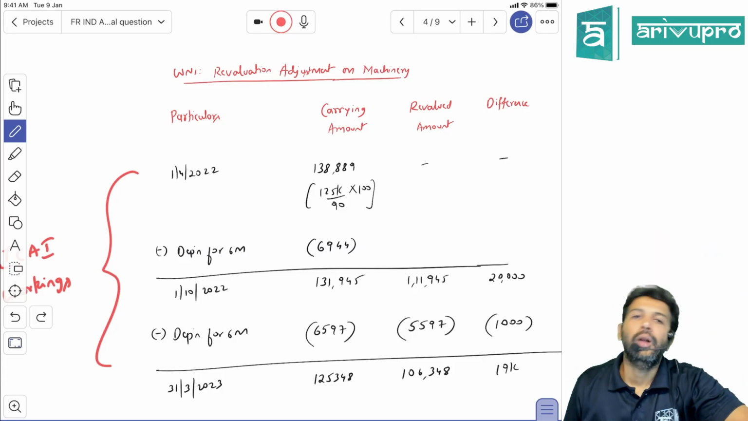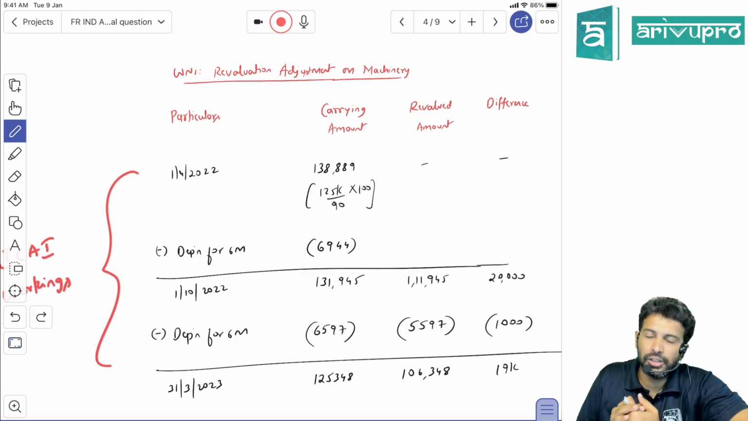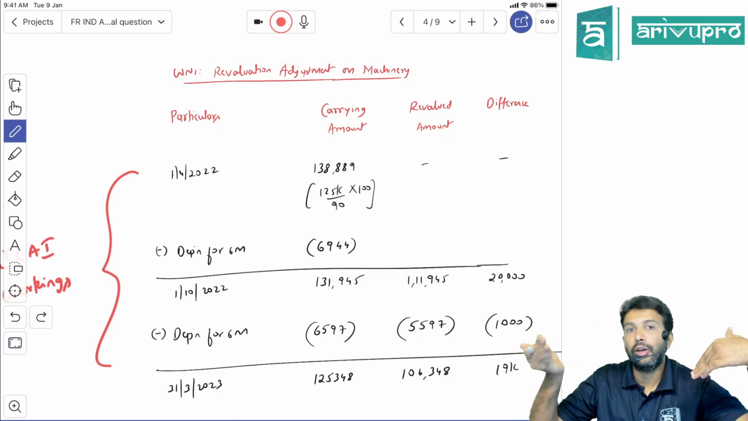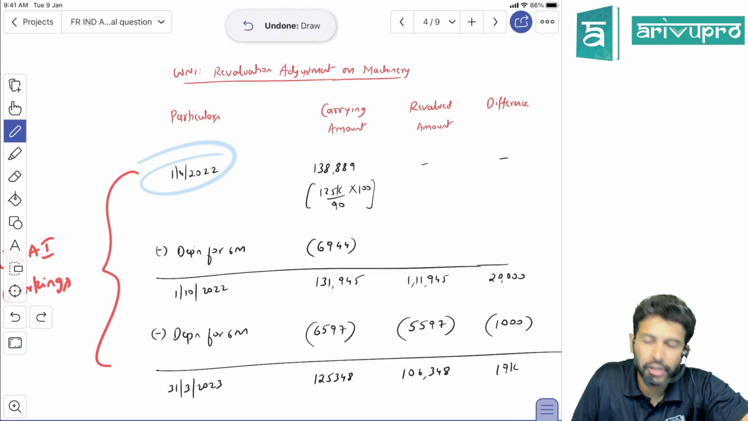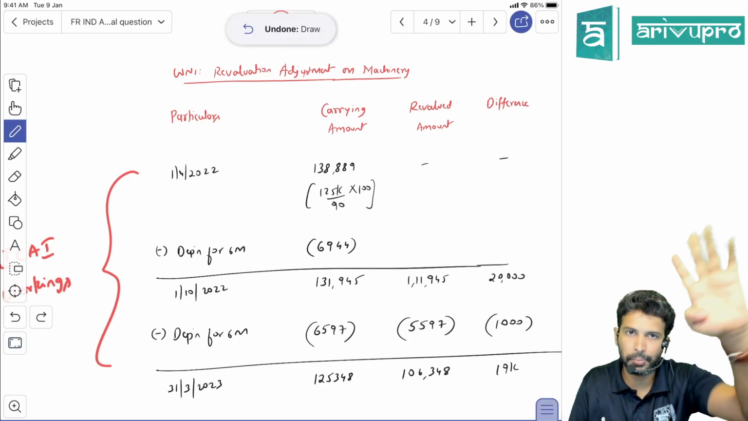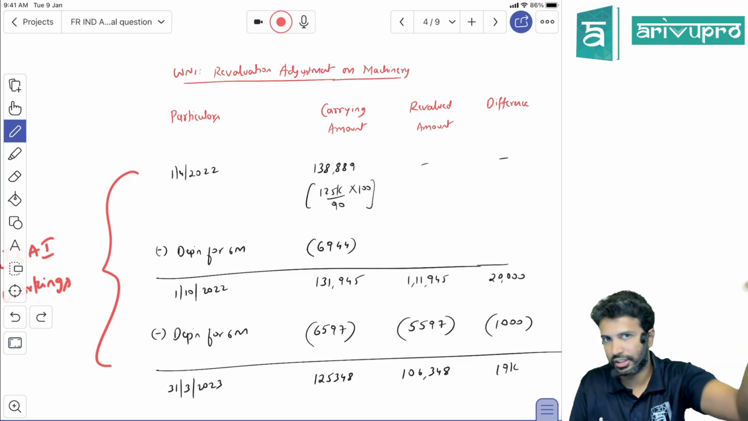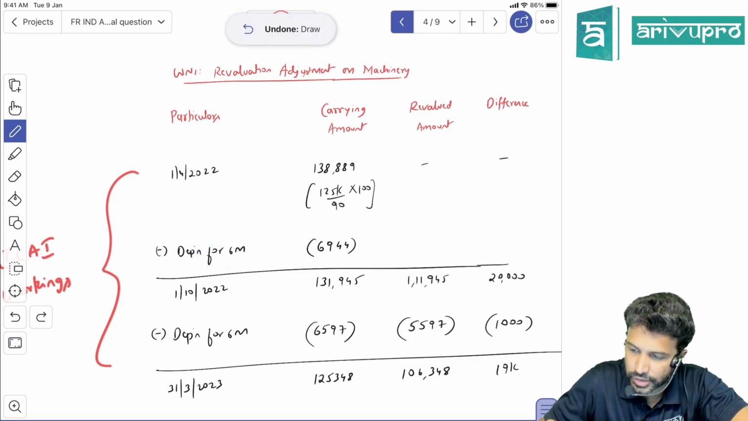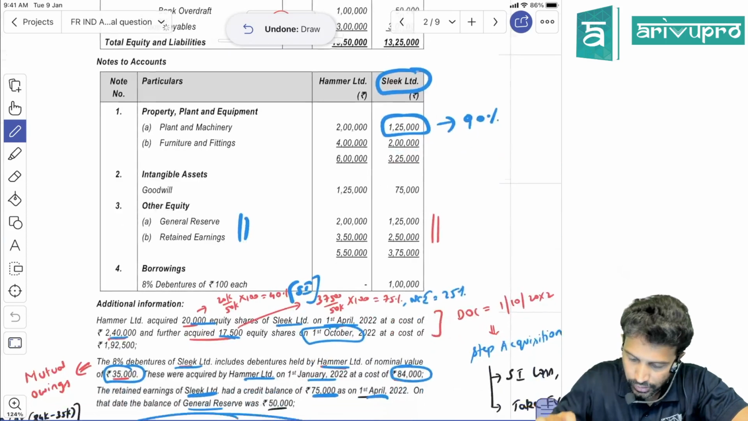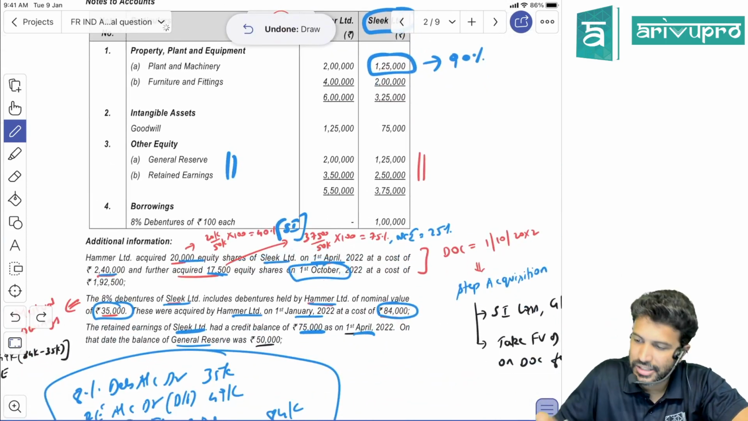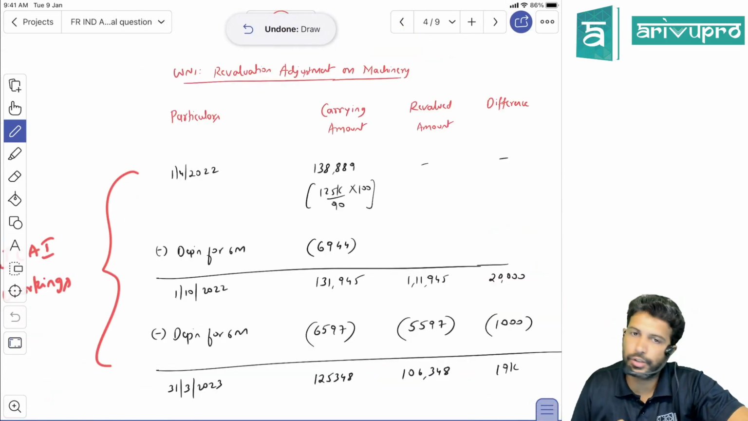Then, when we say fair value adjustment, we compare carrying amount with fair value on the date of control. 1st April is not the date of control. Date of control is 1st October. So April, May, June, July, August, September, 6 months is already over. So deduct depreciation. Let's confirm that. 1st October only is the date of control. Yeah, that means 6 months. So reduce depreciation for 6 months.